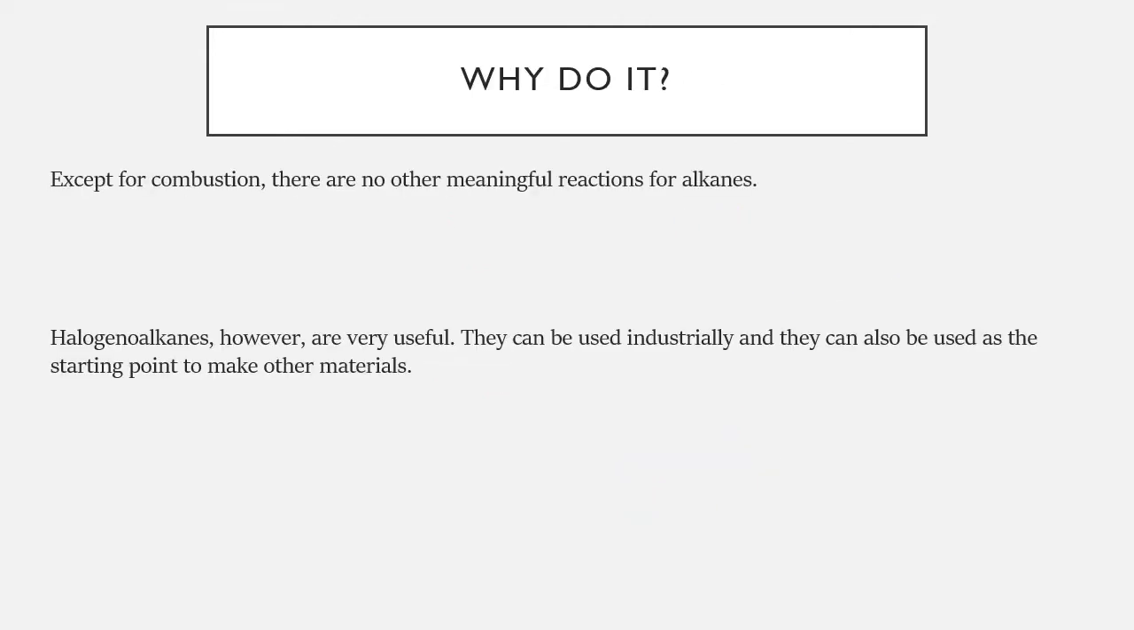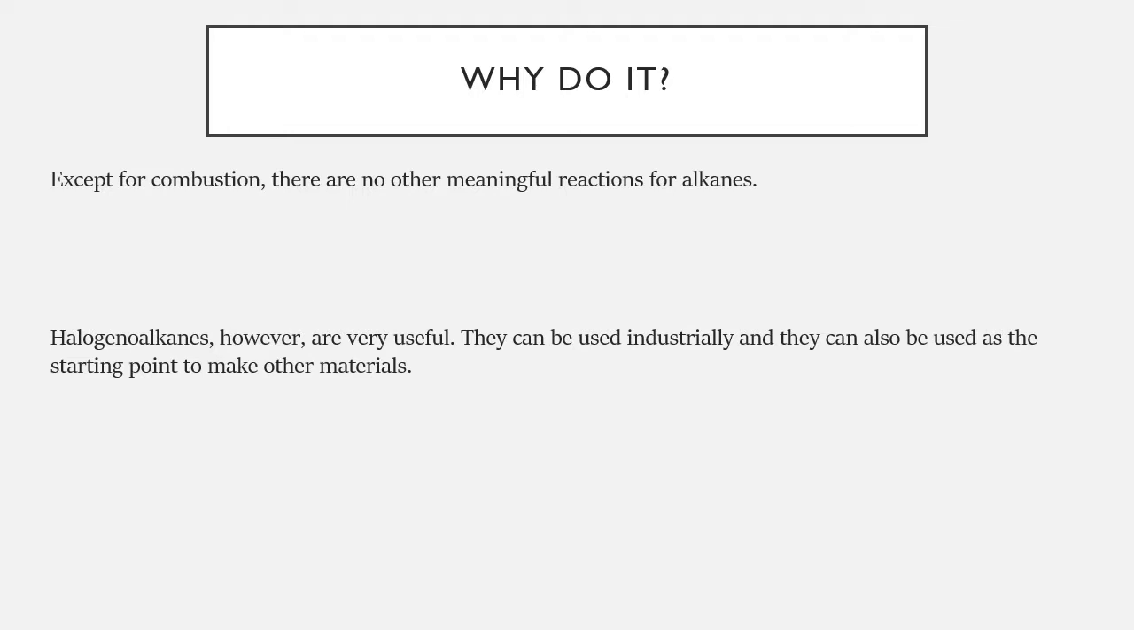You may be asking yourself at this point, why would I even go through the process of doing this if I'm an organic chemist? For alkanes, they're very, very plentiful. We can get them out of the ground in terms of finding fossil fuels. But except for combustion, there aren't really many meaningful reactions that we can perform with alkanes. But we can make halogenoalkanes, which is what we just made. We made chloromethane. And chloromethane and other halogenoalkanes are very useful. They can be industrially useful because we can use them as a starting point to make other materials.